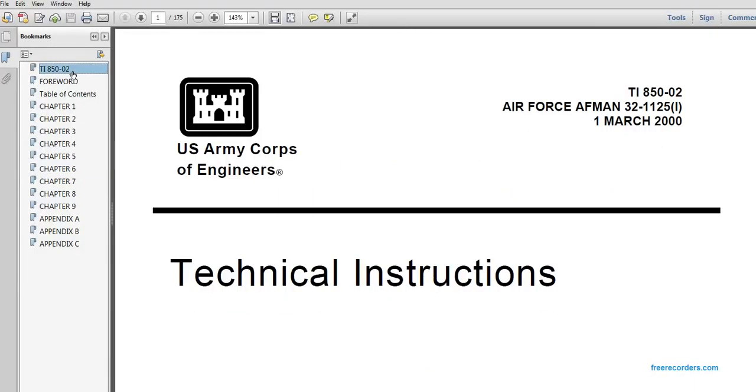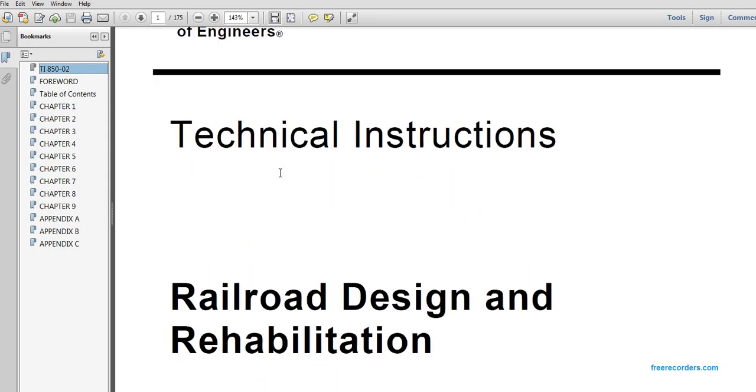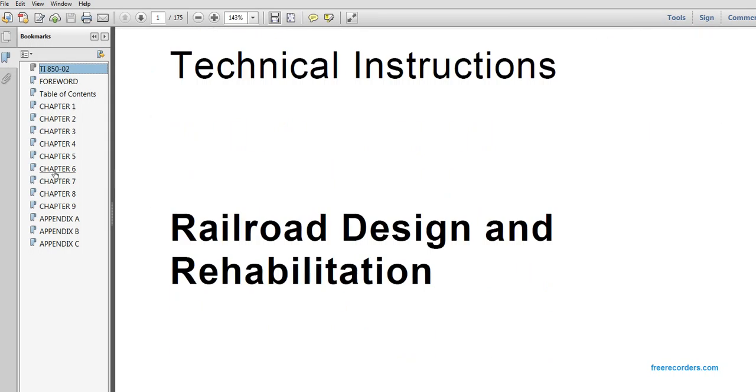U.S. Army Corps of Engineers Technical Instruction TI 850-02, Air Force AFMAN 32-1125(I), March 1st, 2000. U.S. Army Corps of Engineers Technical Instruction: Railroad Design and Rehabilitation.